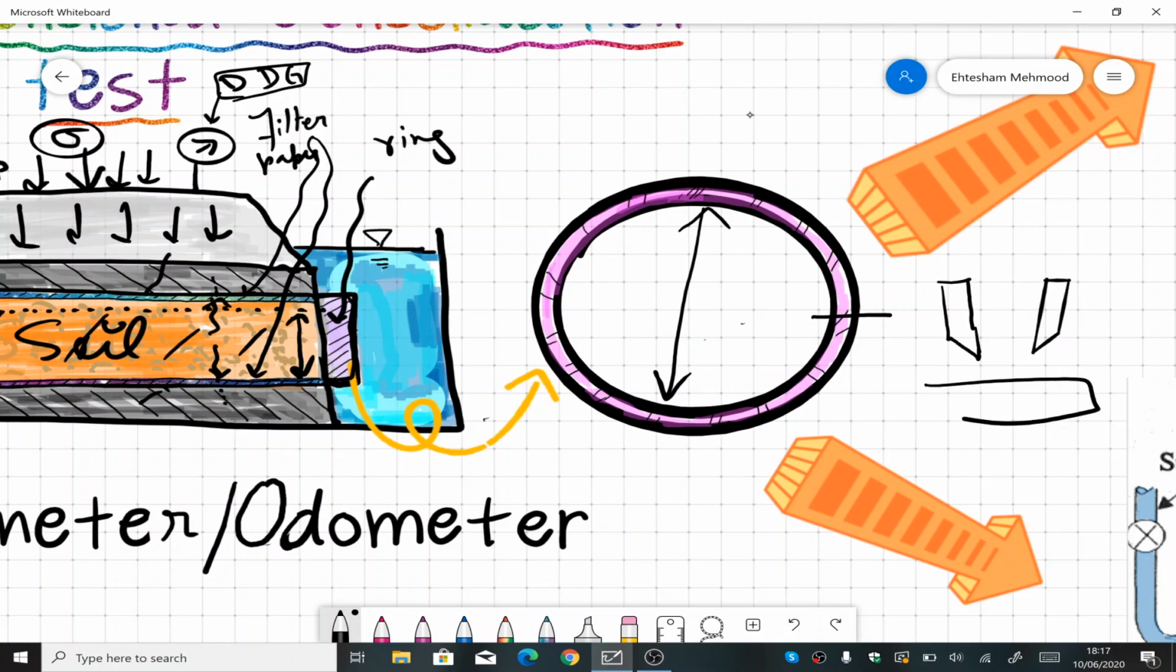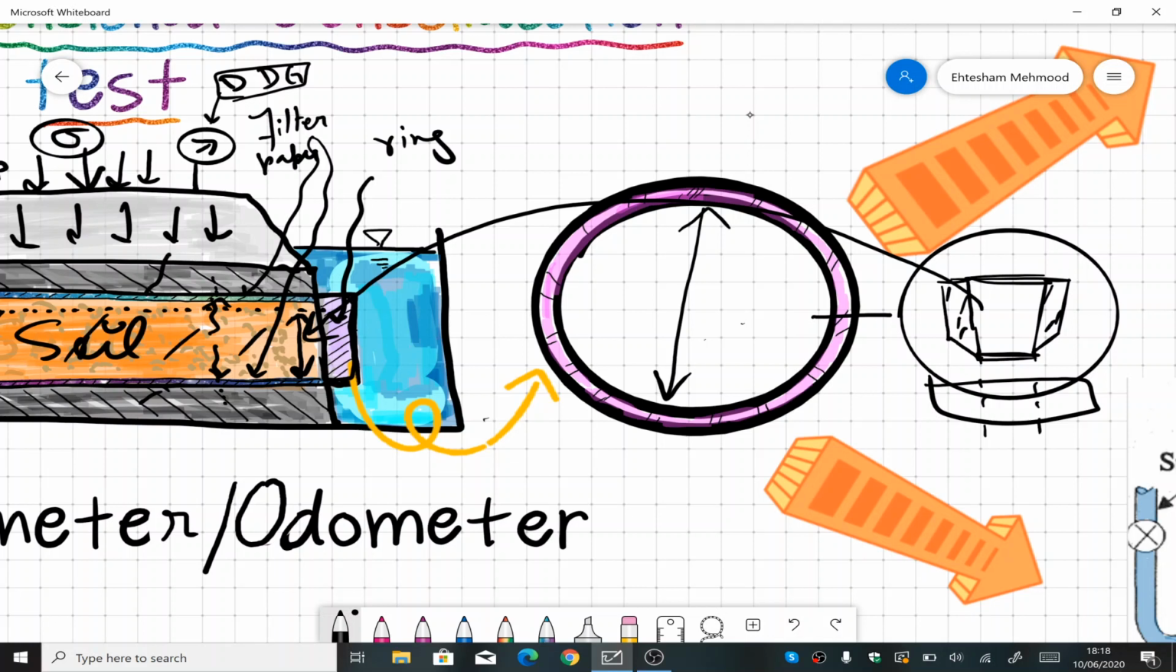If this is the soil specimen, we will punch the ring into it, and the soil will come inside the ring. We will trim off any extra on the edges, and then we will place this ring in the apparatus. All right, so this was the basic about the consolidation test.